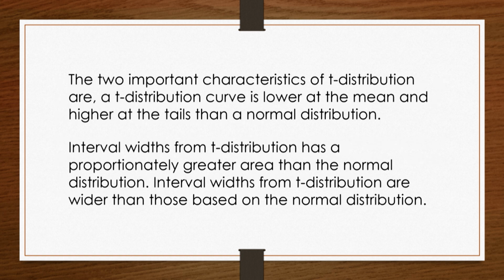The two important characteristics of T distribution are: a T distribution curve is lower at the mean and higher at the tails than a normal distribution. Here, the interval width from T distribution has a proportionally greater area than the normal distribution. The interval widths from T distribution are wider than those based on the normal distribution.